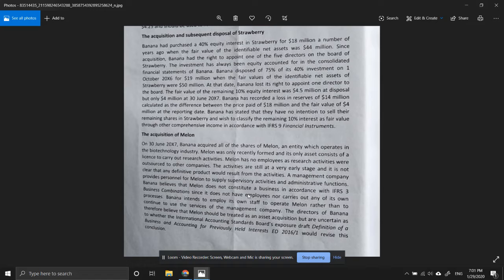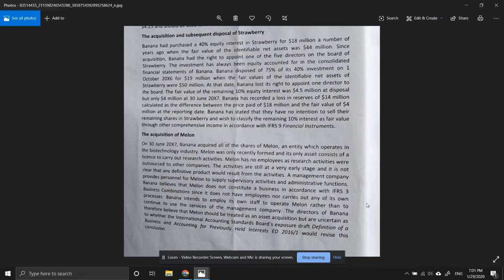Banana believes that Melon does not constitute a business in accordance with IFRS 3 business combination since it does not have employees nor carries out any processes. Banana intends to employ its own staff to operate Melon rather than to continue to use the service of the management company. The directors of Banana therefore believe that Melon should be treated as an asset acquisition but are uncertain as to whether the International Accounting Standards Board exposure draft definition of business and accounting for previously held interest, e.g. 2016, would revise this conclusion.